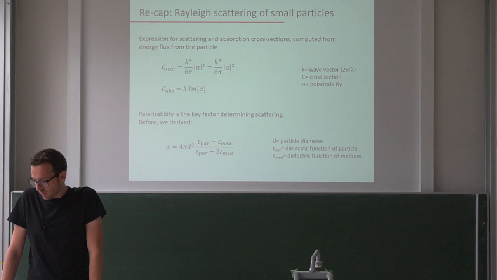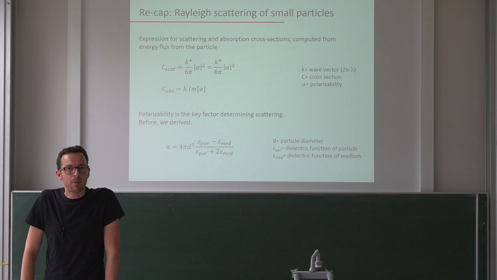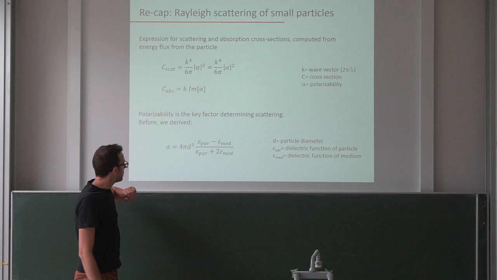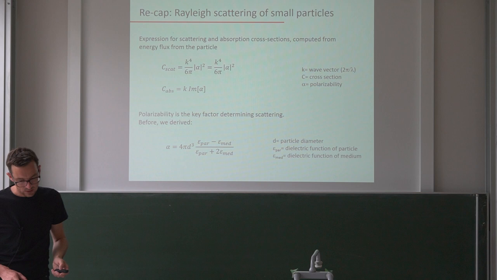And now we want to discuss what changes if, instead of a small dielectric particle, let's say silicon dioxide, we use a metal nanoparticle. The trick that we need to consider here is to have a closer look at these parts here, the dielectric functions of the particle and of the medium. So let me briefly go to the blackboard.